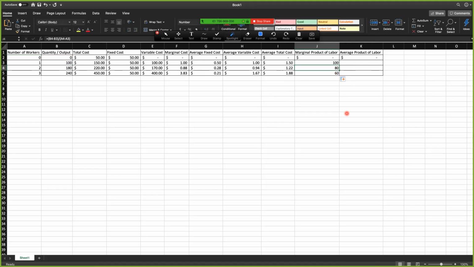So how about the average product of labor? The average product of labor is just the quantity divided by the number of workers or labor. So in this case, it's output or quantity divided by the number of workers. Then we can just pull that down and see that it is decreasing as well. So hopefully this has been helpful in determining the firm's costs as well as the product of labor.